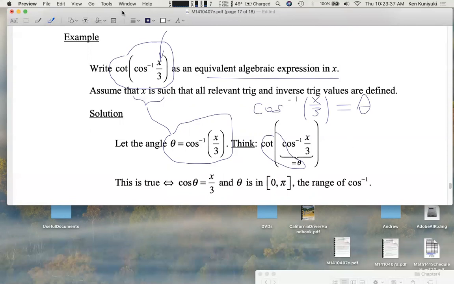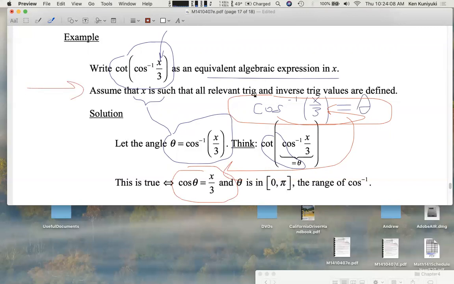Well, if inverse cosine of x over 3 is theta, then as a consequence, cosine of theta has to be x over 3. How do you invert this statement? If inverse cosine of x over 3 is theta, then cosine of theta has to be x over 3. It's like a zigzag. By the way, we're going to assume that x will not cause any domain problems. So x, for example, could not be a number greater than 3. All right, cosine of theta equals x over 3.